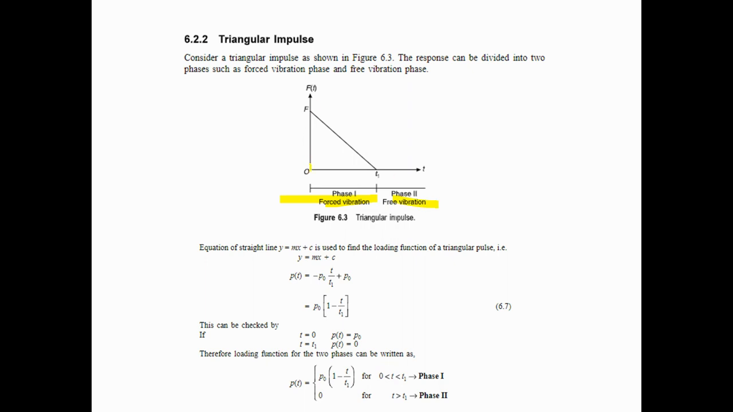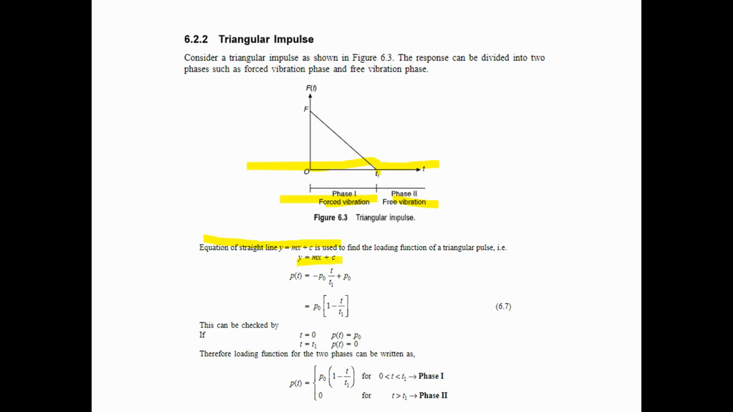That means from 0 to t1, the distance traveled under force is the forced vibration. And from t1 to t2, t dash is the free vibration, the distance traveled freely without any force. The straight line represents y = mx + c.